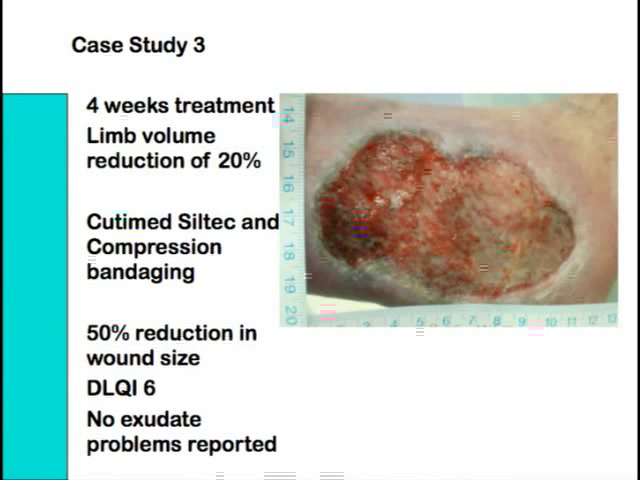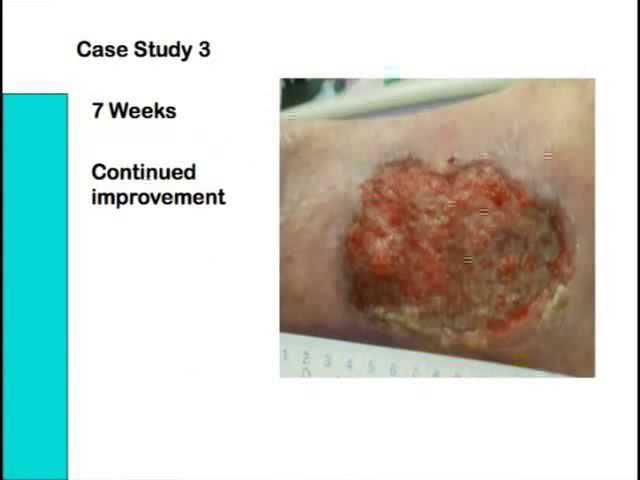4 weeks of treatment, the limb volume has reduced by 20%. QT-Med Siltec and compression bandaging were in place as primary treatment. We have a 50% reduction in wound size and the DLQI is now 6. And no exudate management problems were reported by the patient. 7 weeks of treatment, we're showing continued improvement, and this lady's improvement continues today.